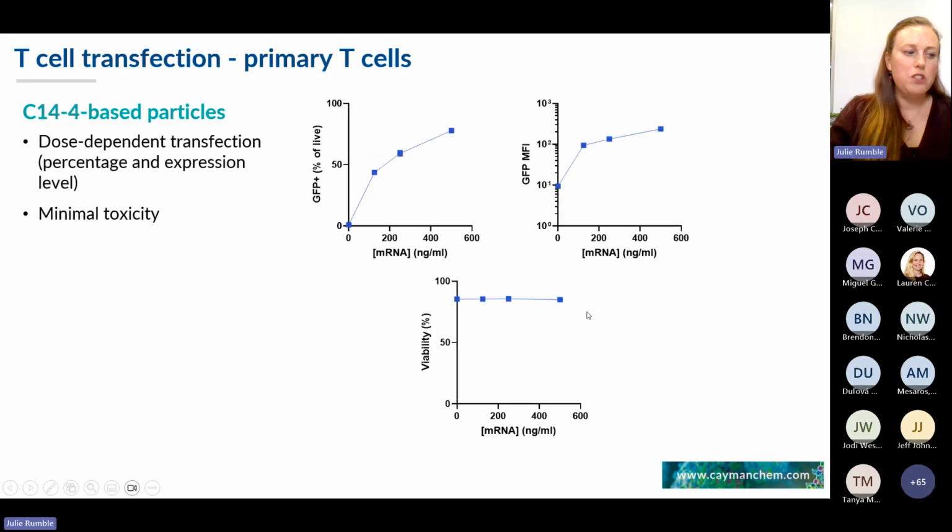We additionally used the same timing model to test C14-4 mediated expression of GFP in T cells. With increasing dose of LNP, we observed increasing numbers of cells expressing GFP, as well as increasing mean fluorescence intensity. Notably, there was effectively no toxicity at any dose of C14-4, as viability was maintained at the same level as untreated cells.